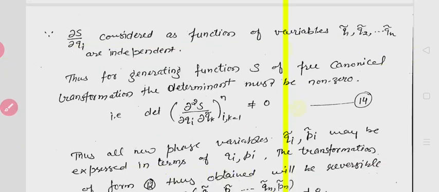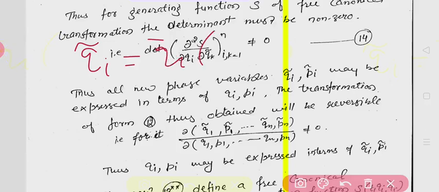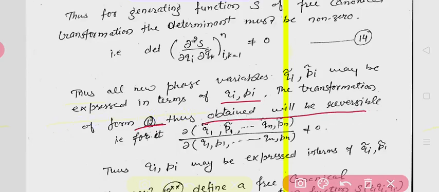Right. Now all the new phase variables, what we are doing here, we were expressing this q̃i as a function of t, qi and pi. Here we are considering t as a parameter. We will talk about later that all the new phase variables q̃i and p̃i we are expressing in terms of qi's and pi's. Then that transformation, we are calling this the transformation. This thus obtained will be reversible, for which this is non-zero.